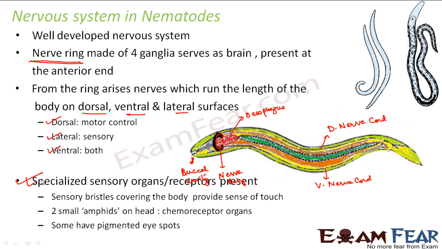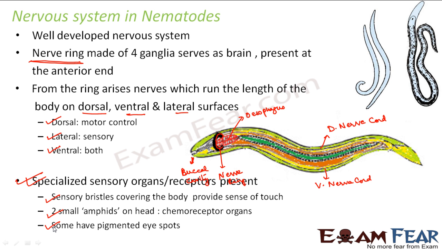Other than these, they also have specialized receptors present. What are they? They have sensory bristles covering the body, which provide the sense of touch. That means throughout their body, they have small dot-like structures called bristles. So they act as tangoreceptors. Two small amphids on the head act as chemoreceptors. Some also have pigmented eye spots, which act as photoreceptors.